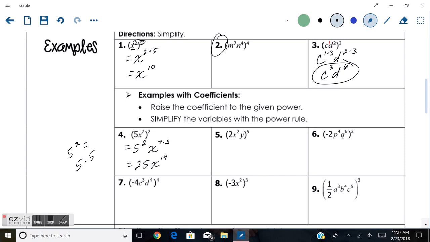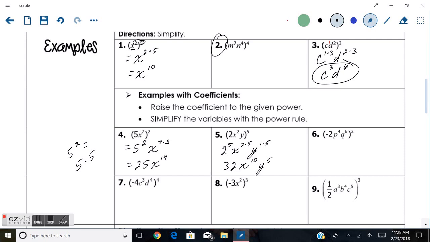All right. Number 5, I'm going to do 2 to the 5th. My x, I'm going to do 2 times 5. And my y is 1 times 5. So I get 2 to the 5th is 32, x to the 10th, y to the 5th.